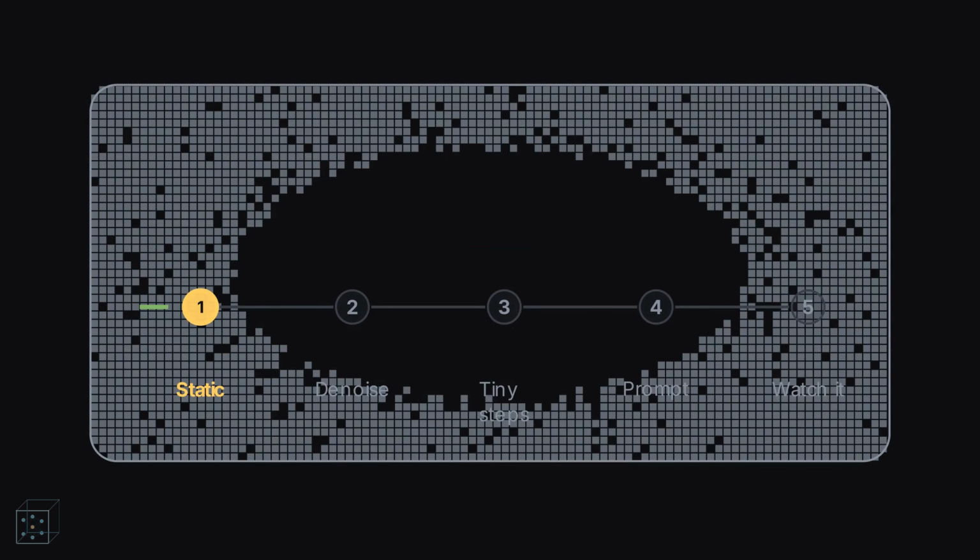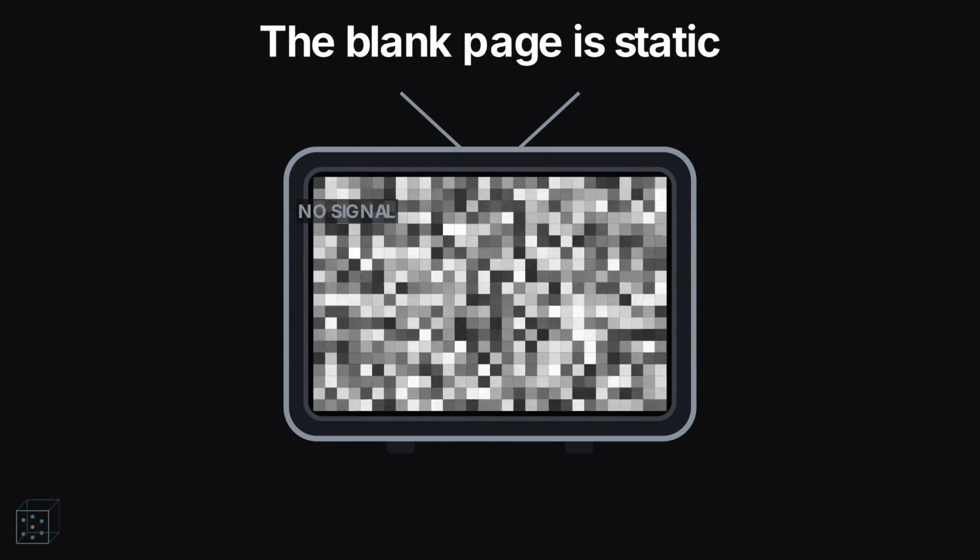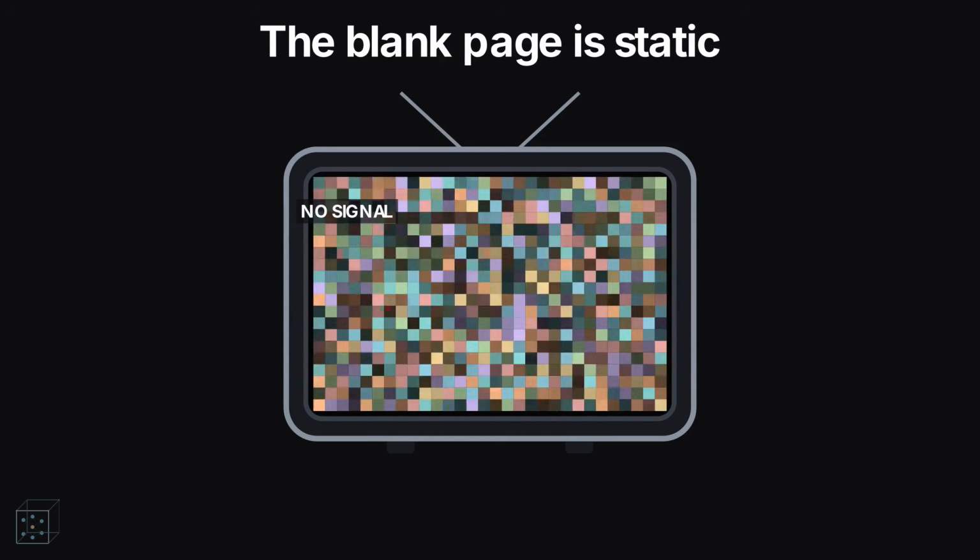Part 1. The blank page is static. Picture the screen of an old TV with no signal, that fizzing snowstorm of black and white dots. Now make it color. That random fizz is exactly where every AI image begins, not a blank page, a page that's pure chaos. And here's the surprising part.